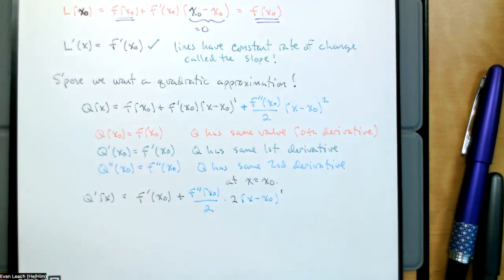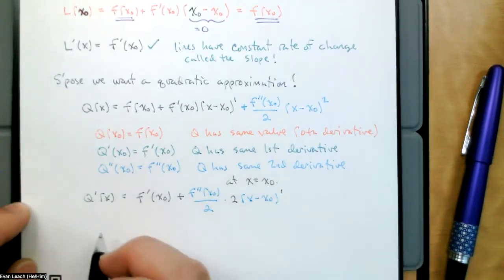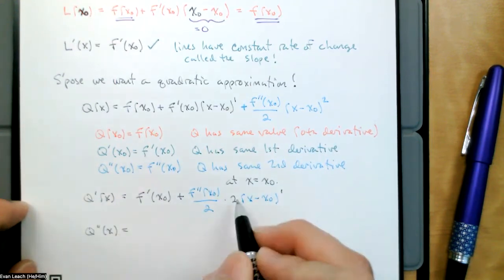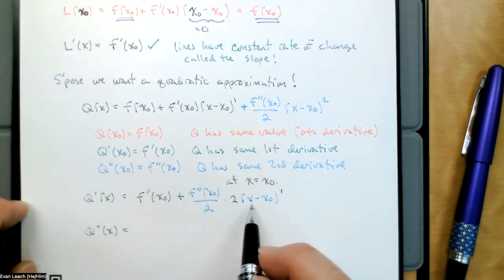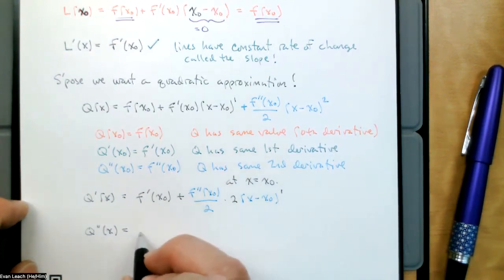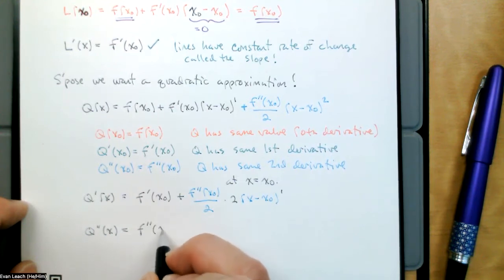If I plug x naught into q prime, I get f prime at x naught. And then this term goes to 0 because I got x naught minus x naught. I have 0 as a factor. This term drops out, and I'm left with f prime. If I take another derivative, so these 2's cancel. The derivative of x minus x naught to the first is 1 times x minus x naught to the 0. I'm left with f double prime at x naught.